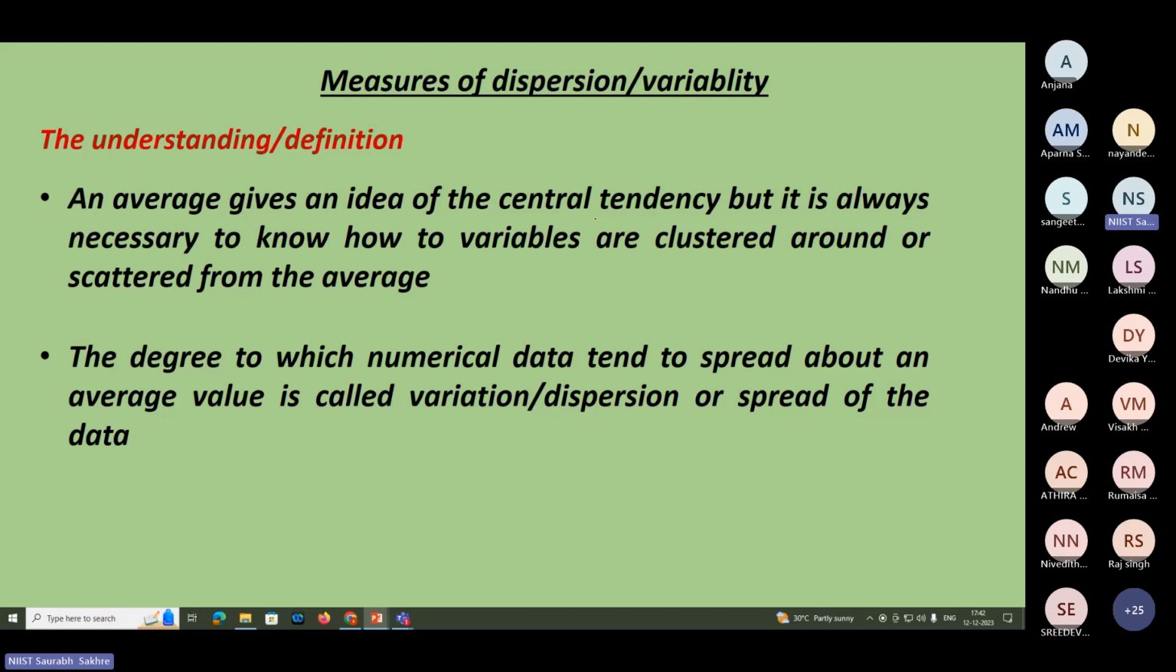And this we should know very well. We should know the deviation in our data so that accordingly we can frame our measures to go ahead. Now we'll talk about the understanding of the definition. What does the definition of this data mean? An average gives an idea of the central tendency, but it is always necessary to know how variables are clustered around or scattered from the average.